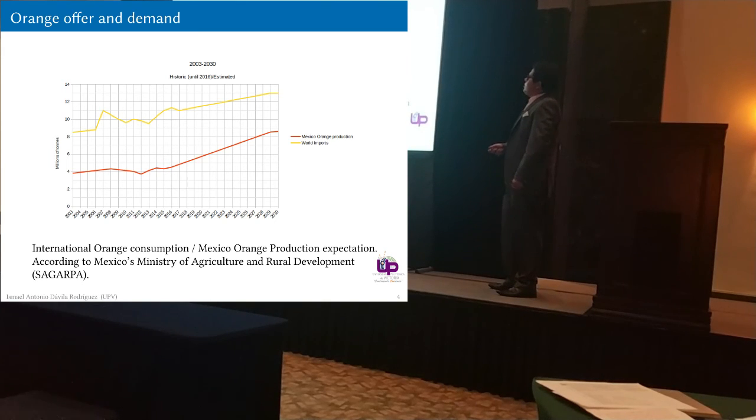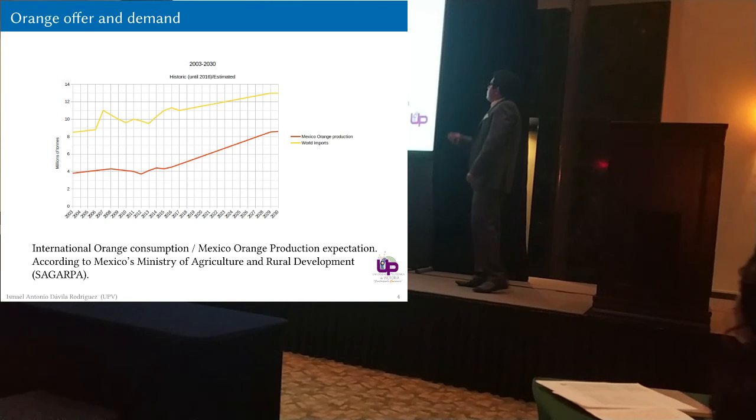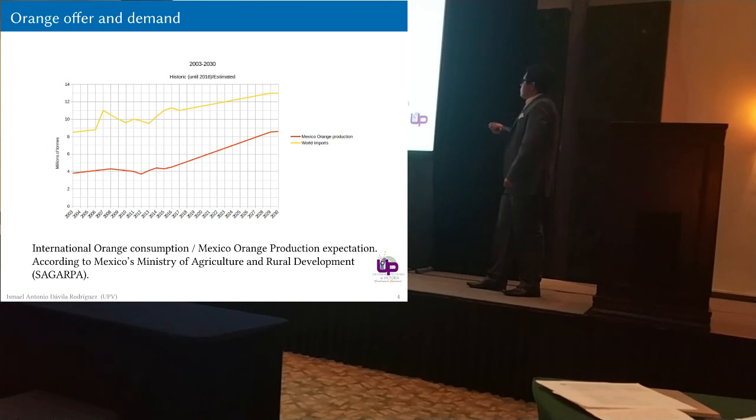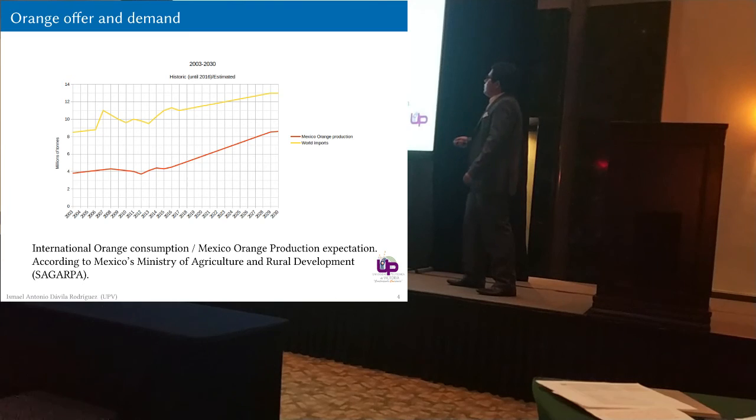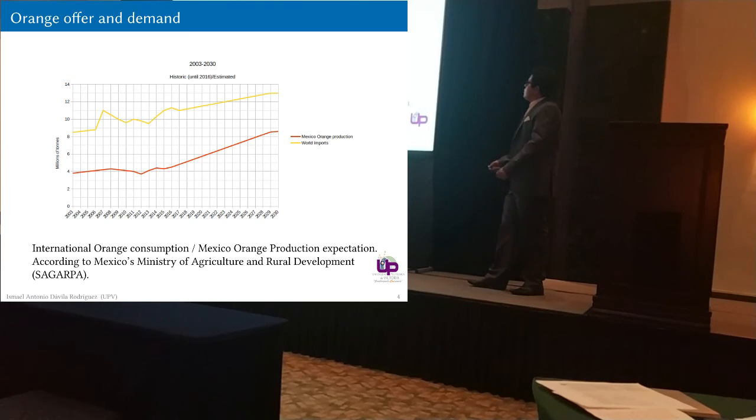In this graph, the orange supply and demand is shown. Mexico's orange production expectation in 2020 is about 8 million tons. So that's a huge production, and also the world importations are about 13 million tons. This is according to the Mexico Ministry of Agriculture and Rural Development.